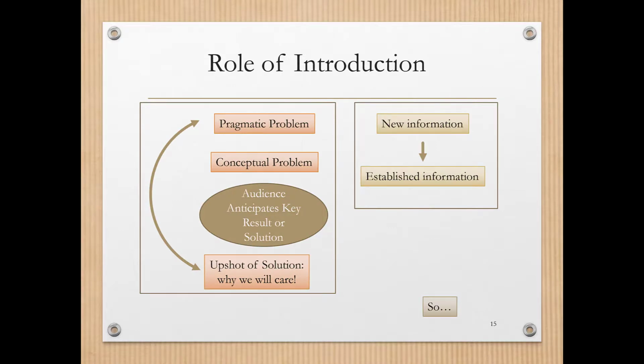So if we just break this down into a scheme here, what we recognize is that we have our key result or solution, and at the end of the introduction we want the audience to anticipate this key result or solution. It's a solution usually in science to a conceptual problem, and the conceptual problem must be connected to the pragmatic problem, but also there's going to be an important upshot of the solution. It's the why we care about the solution, and of course that's going to tie all the way back to the pragmatic problem that we presented the audience with in the beginning.